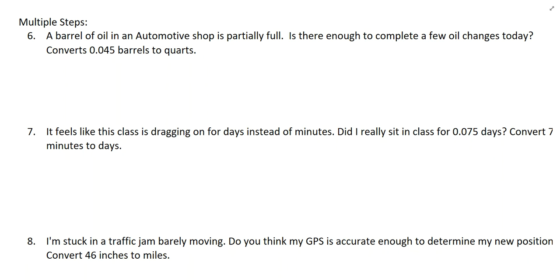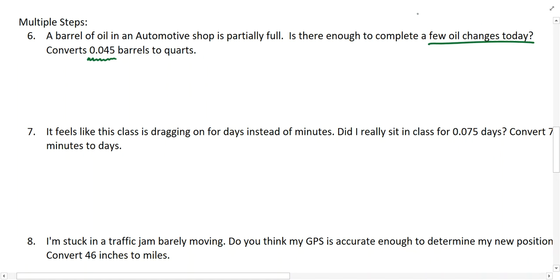Okay, in this video, I'm going to pick up where I left off and now talk about the multiple step T-chart conversions. In number 6, we have a barrel of oil in an automotive shop that's partially full. Apparently, the gauge on the side is reading that it's 0.045 barrels full. That's how much oil we have in this particular barrel. And we need to know if there's enough oil in that barrel to do a few oil changes today.